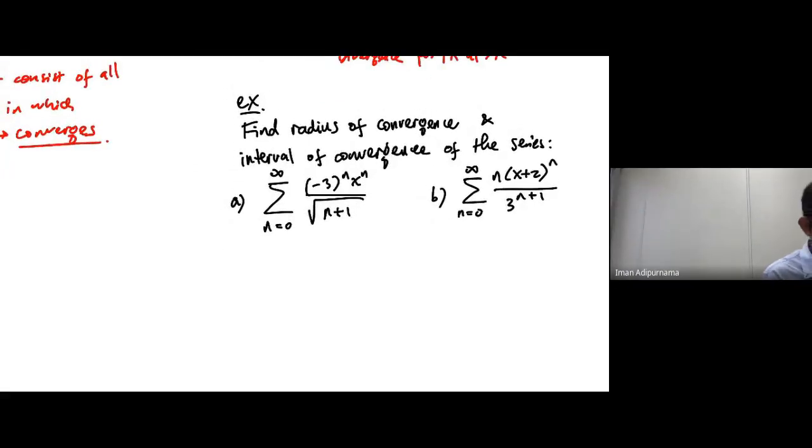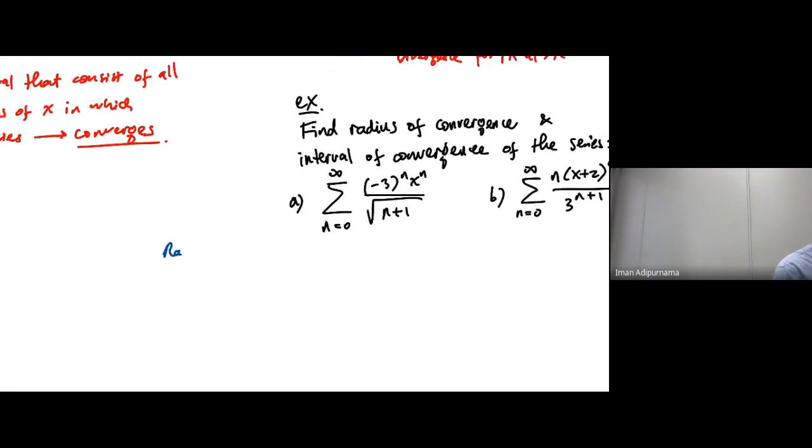Okay, we can look at the series with terms (-3)^n x^n divided by the square root of n plus 1. At the very beginning, we can start with the ratio test.